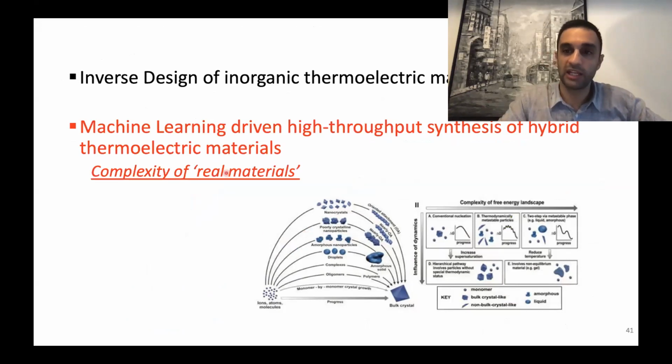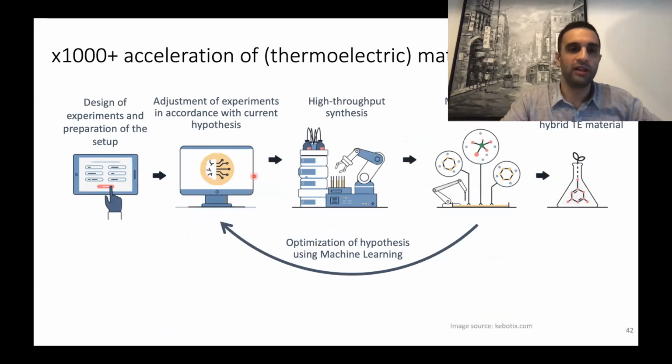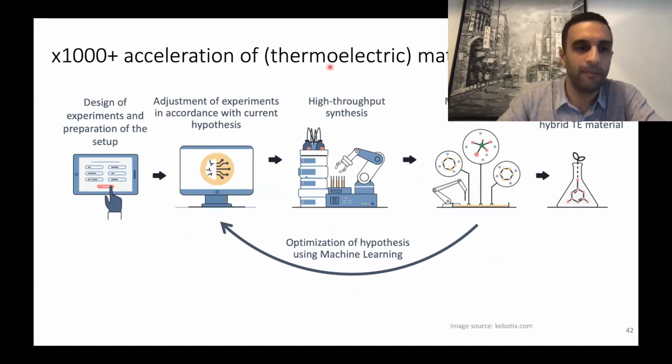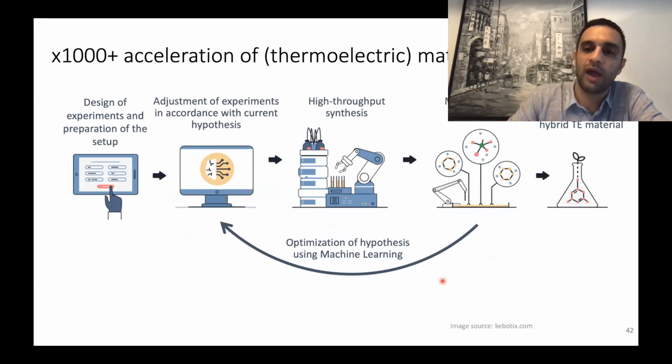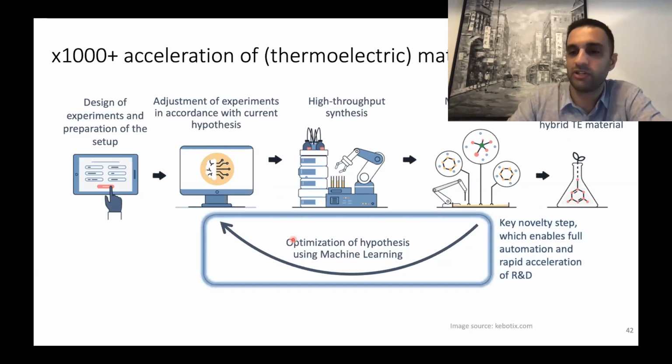I'll also talk about the experimental side of things, where we're looking at the complexity of real materials, right? I mentioned before that when you want to accelerate material development, you want process conditions that you can tune, a high-throughput synthesis, hopefully with an automated robot, and something that measures performance directly, also in a high-throughput fashion. That's what we lack today, high-throughput characterization. And you can use machine learning to go back and optimize and do things like hypothesis testing. So you then have a feedback loop that allows you to go from process to property and back, okay? This is the key novelty step, which enables full automation and rapid acceleration of R&D.